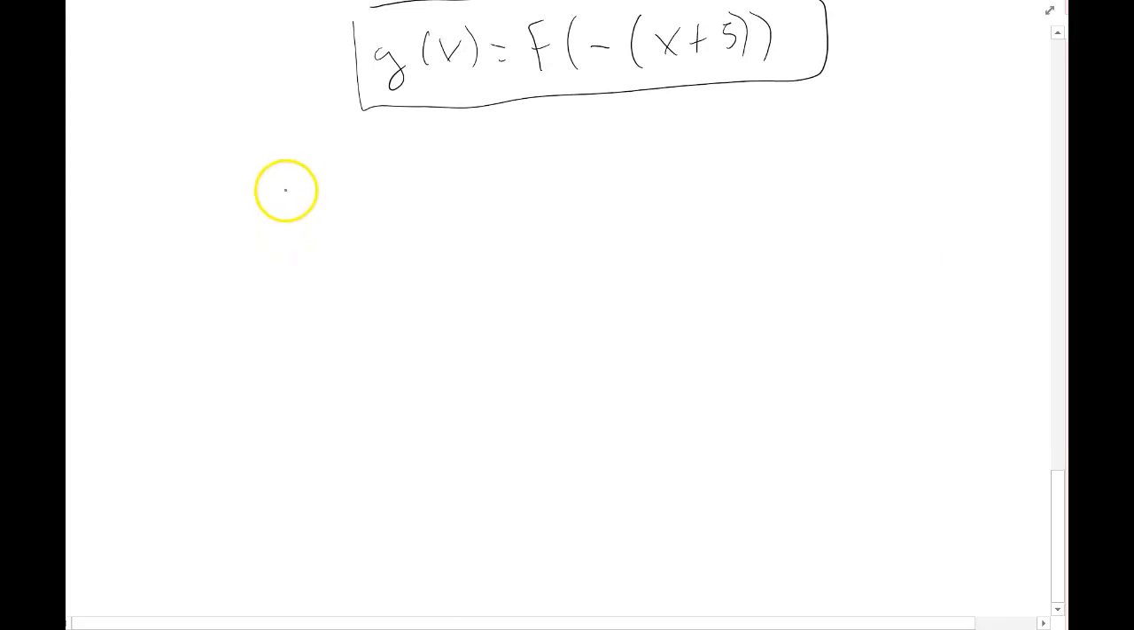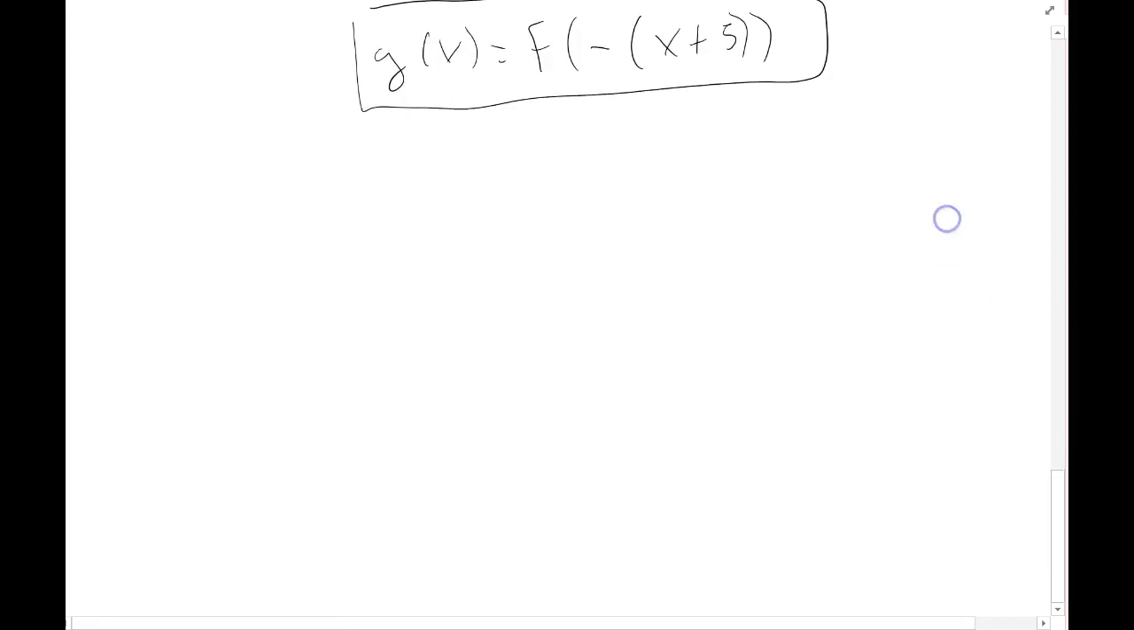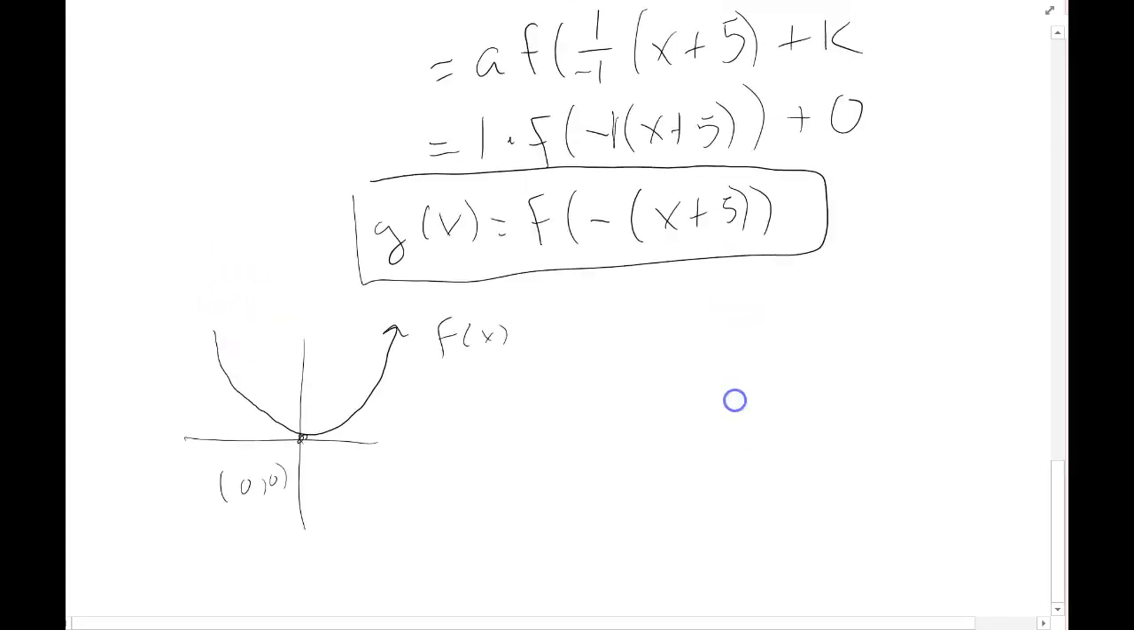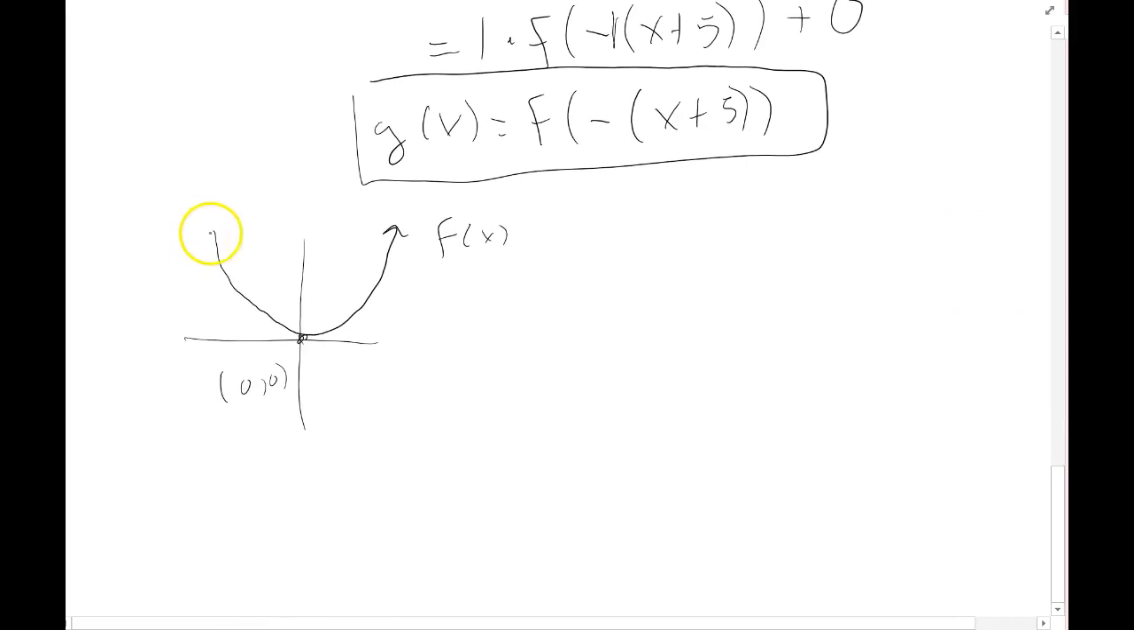In the assignment, they might also give you a graph for f of x. So maybe we have, this is our graph of f of x. Maybe this is the point 0, 0 here. And it's going to ask you to go down 5 units.